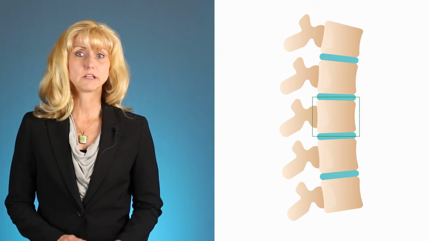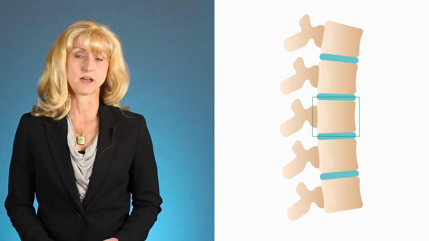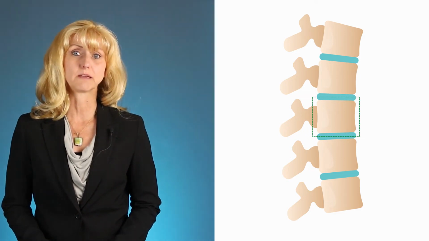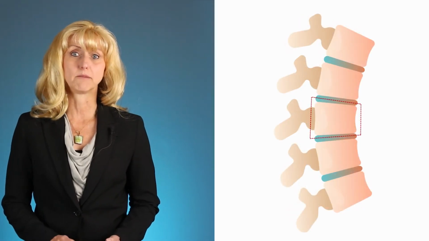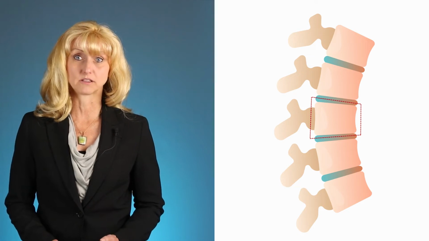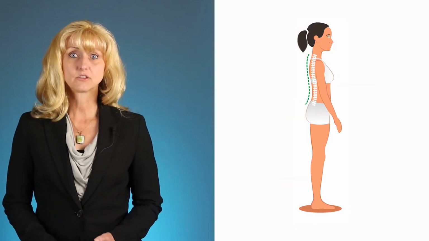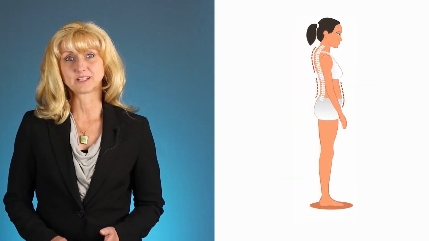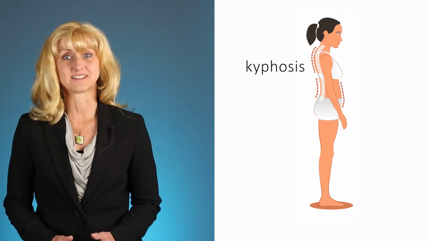These compression fractures lead to a remodeling or reshaping of the spine, changing its overall shape as a vertebral body becomes more wedge shaped, as opposed to that square shape that it once was. This leads to a characteristic osteoporosis posture known as kyphosis.